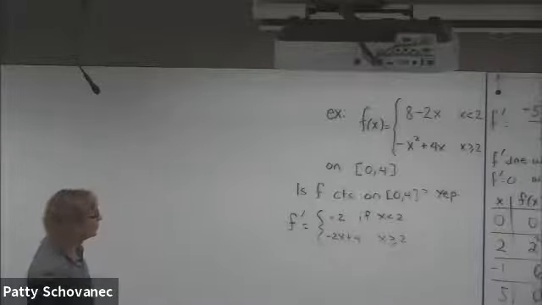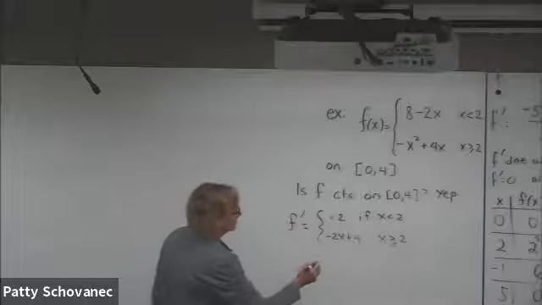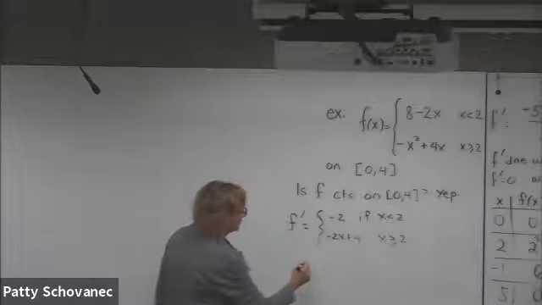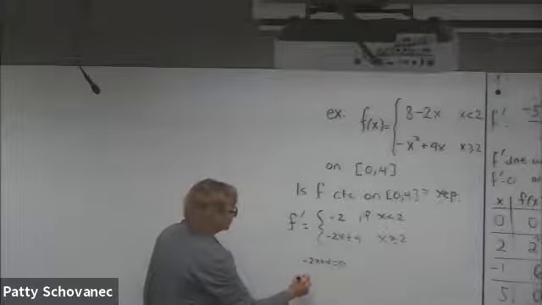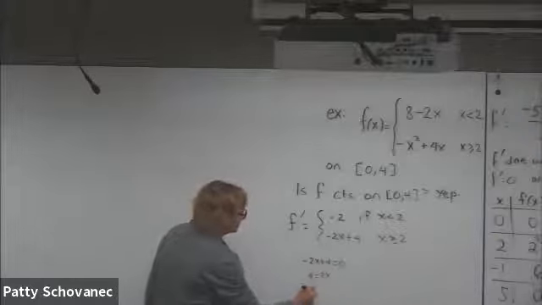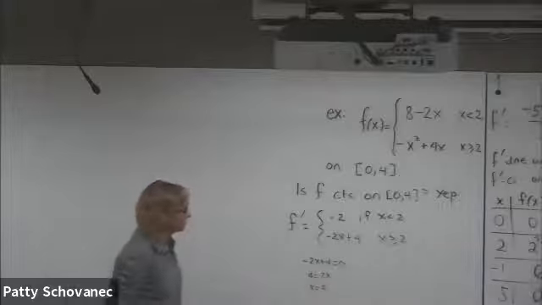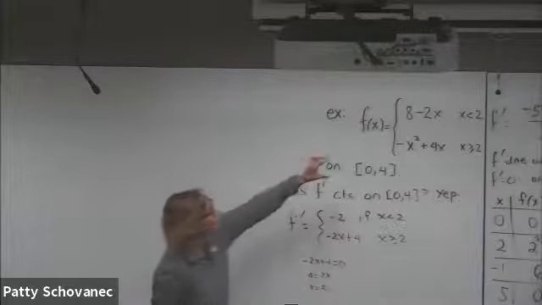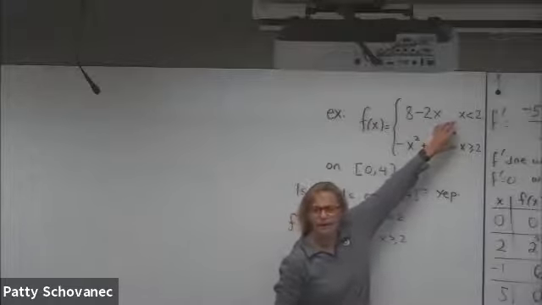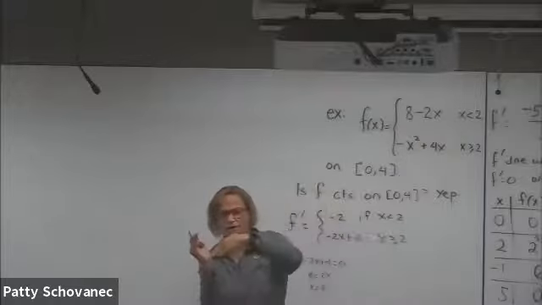I didn't want that to happen, but it did. So this part's never 0. Negative 2x plus 4 is 0 when 4 is equal to 2x, or when x is 2. So I have one critical number. The joining point would have been a candidate anyway, because that's where the graph has a sharp corner.